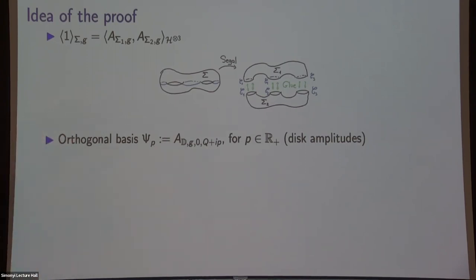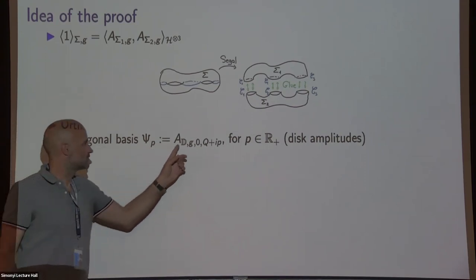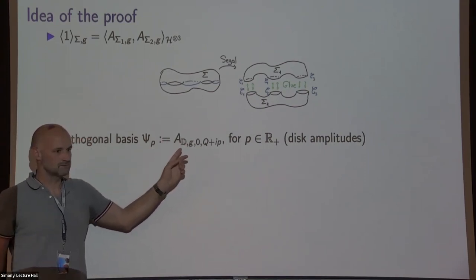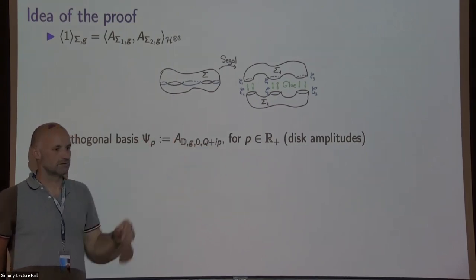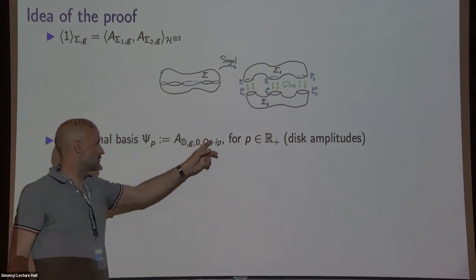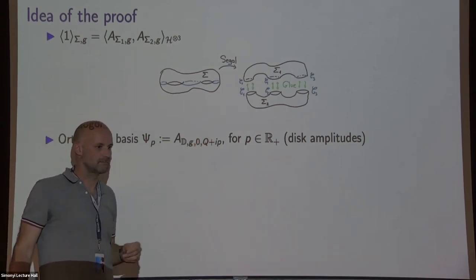H lives on the boundary. So imagine, and zero is the marked point. Sorry, so you have the disk, you fix the metric, you have one marked point at zero. Okay. And you choose this weight, because I will explain perhaps a little bit later why this way.